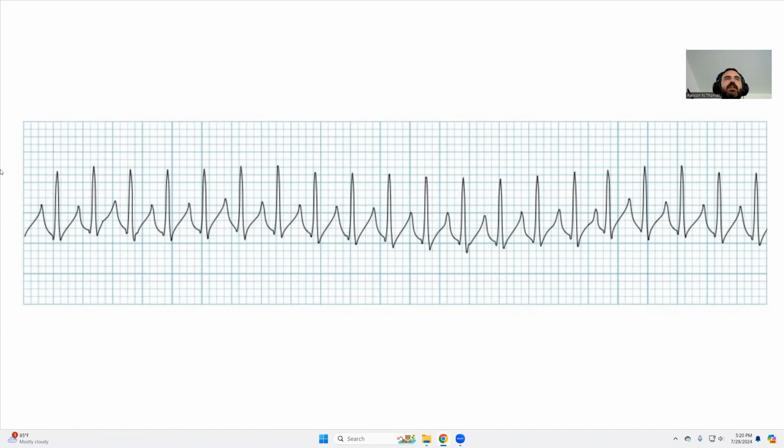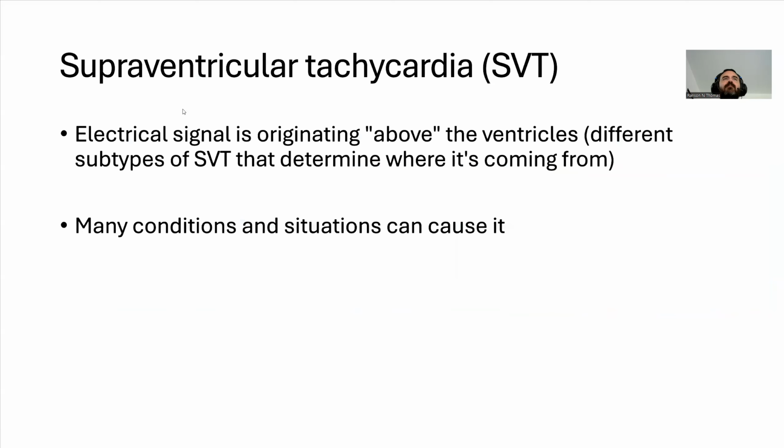It's still extremely fast, right? It's way too fast, so you're still not getting good perfusion. It's not good. So it's very dangerous, it's very lethal. We don't want this. But it is different than ventricular tachycardia. This is what it looks like.